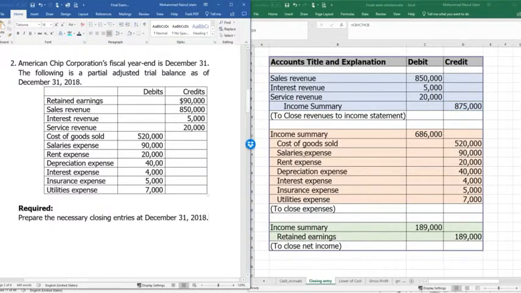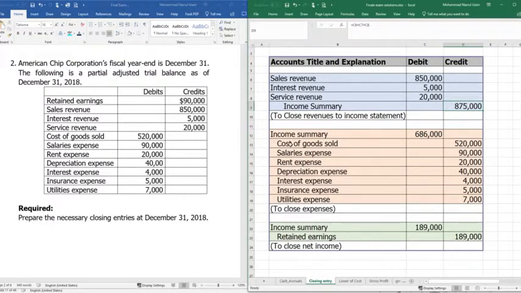And now we have expenses. Let's see the expenses. Cost of goods sold, credit. Then salaries expense, rent expense, depreciation, interest expense, insurance, utility expense. All the expenses are credited, and we have debited all the expenses to income summary, and this is the sum of all of these expenses. So we have income summary credit and income summary debit.